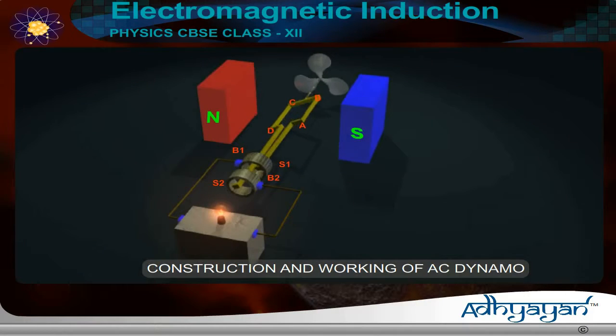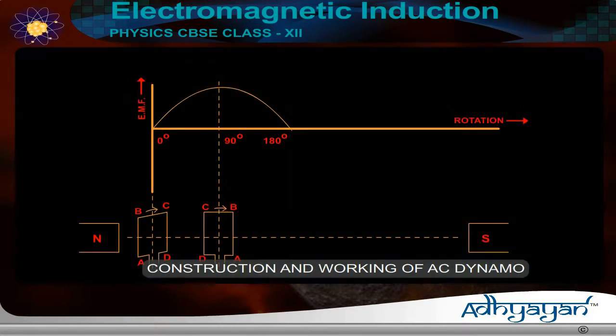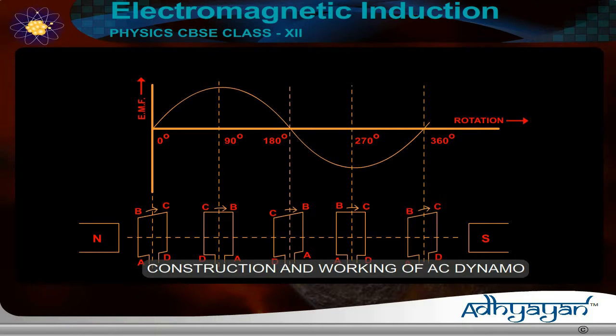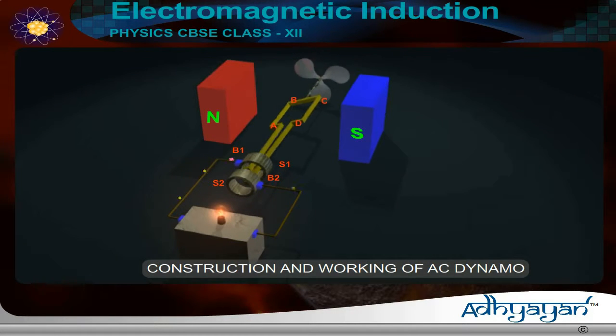On further rotation of the coil, an induced current flows in the direction DCBA, that is, in the external circuit from B1 to B2, as given by Fleming's right-hand rule. The EMF again increases to the same maximum value but in the opposite direction. Thus, as the coil rotates in the magnetic field between the poles of the field magnet, current flows through the load. The direction of current reverses after each half rotation of the coil.